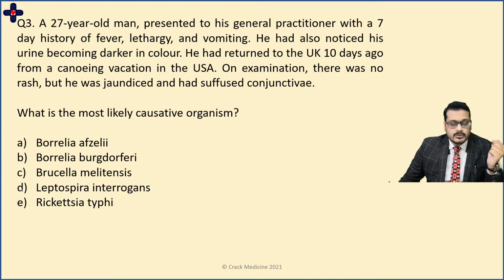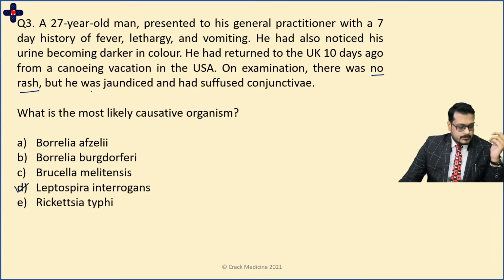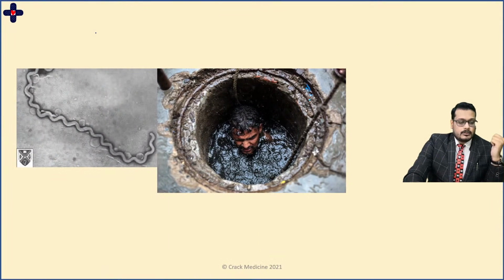So the right answer for this one is Leptospira interrogans, which causes leptospirosis. Now, if you read in the question, there is a very important phrase written: no rash. This no rash is basically eliminating some of the options. Now canoeing is a recreational water sport, and let's see.